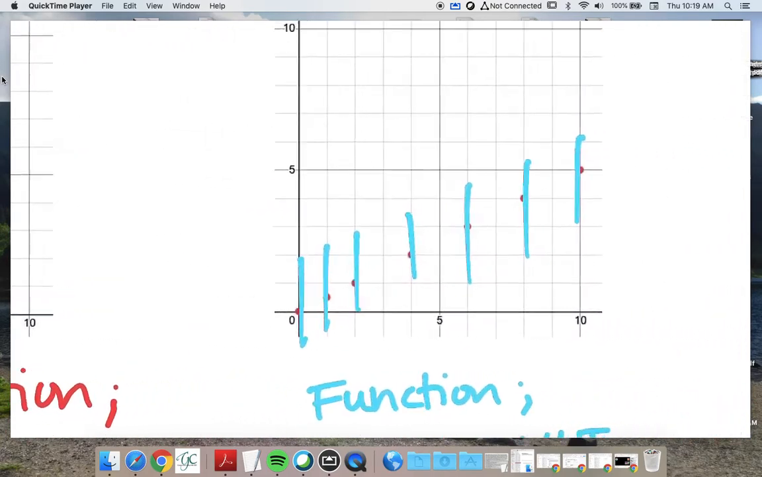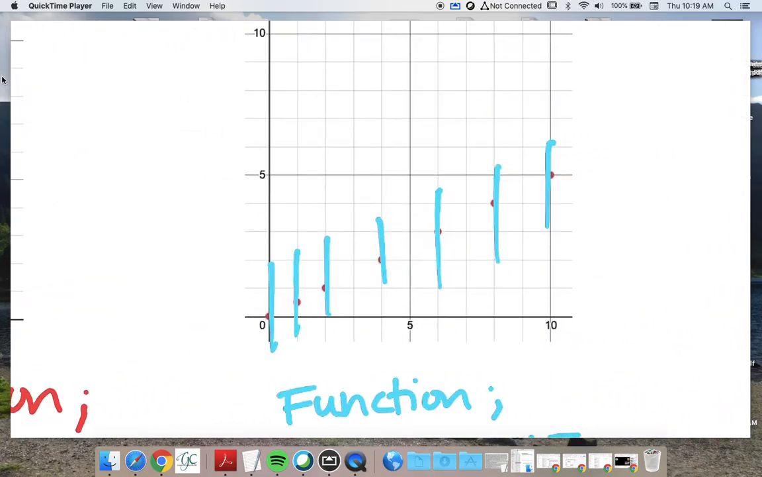If we were to write each of these points out as ordered pairs, they all have different x values as we go across the graph from left to right. So no repeating x's, this is a function.